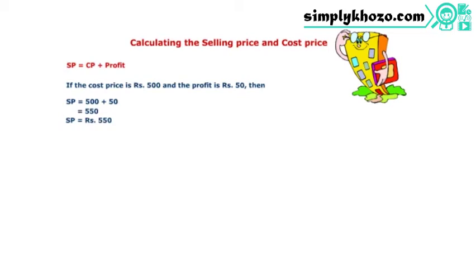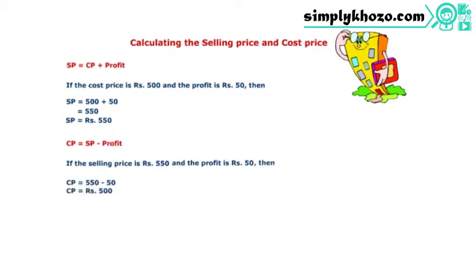Let us work on the same numbers again. CP is equal to SP minus profit. If the selling price is rupees 550 and profit is rupees 50, then we can find the cost price. We know that CP is equal to SP minus profit.